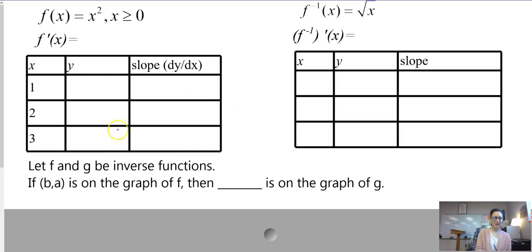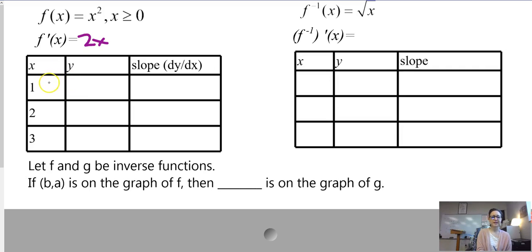So let's talk about this first table. I'm looking at f of x is x squared. So what would f prime be? f prime would be 2x, and again I'm taking just the positive branch so that my inverse function is indeed a function, okay? All right, now let's go ahead and fill in the table.